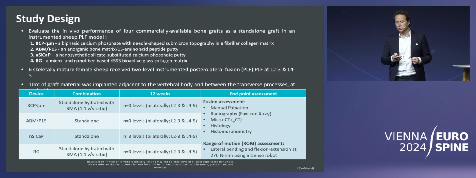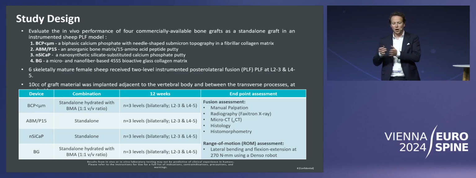So both of the collagen matrices were embedded with BMA, so bone marrow aspirate, in a 1:1 ratio. And then all of these grafts were implanted standalone, so not mixed with any autograft, in the posterolateral spine of the sheep at 3 levels. And 10 cc of graft was implanted for each treatment.